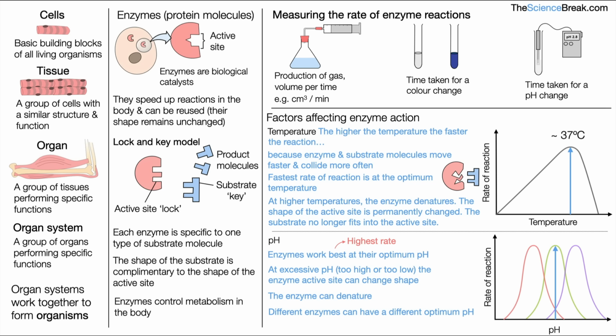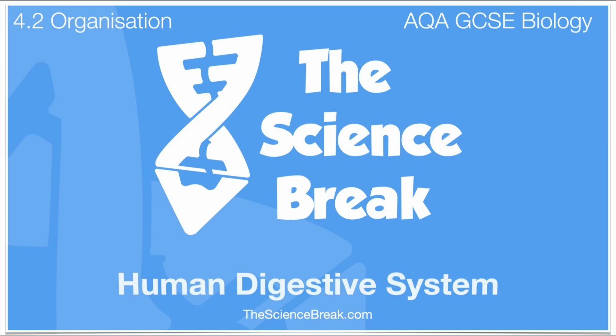So that's organization of cells and tissues and organs in the body and key details about enzymes. Next, we can look at the human digestive system. This also involves enzymes. The human digestive system is an organ system where several organs work together to digest and absorb food.